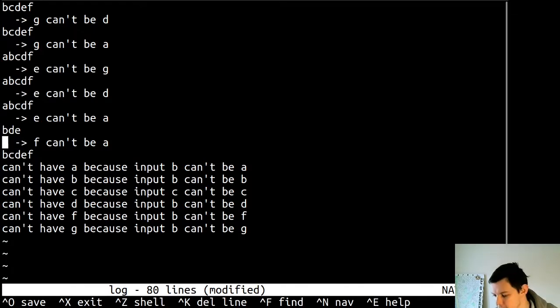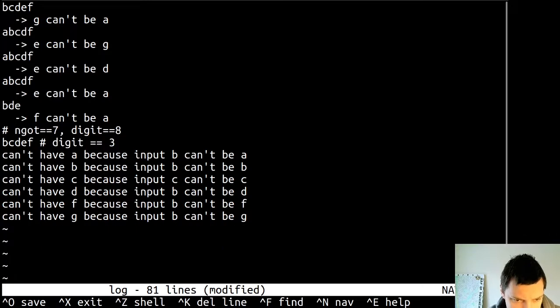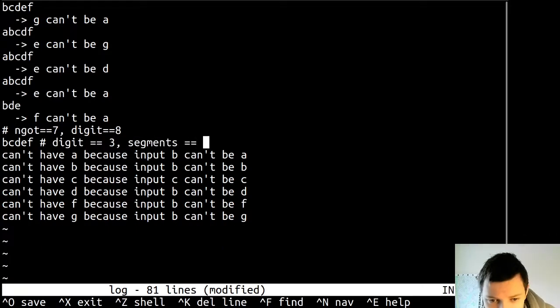So the B, C, D, E, F is a digit 3, I believe. And we didn't get any output here because here n got equals 7, digit equals 8. And then this digit equals 3. So a 3 is A, C, D, F, G.